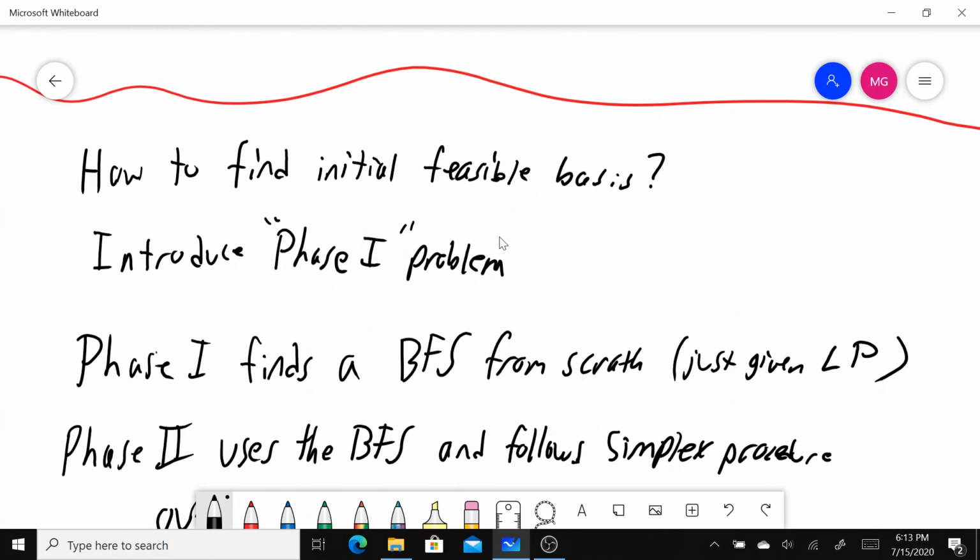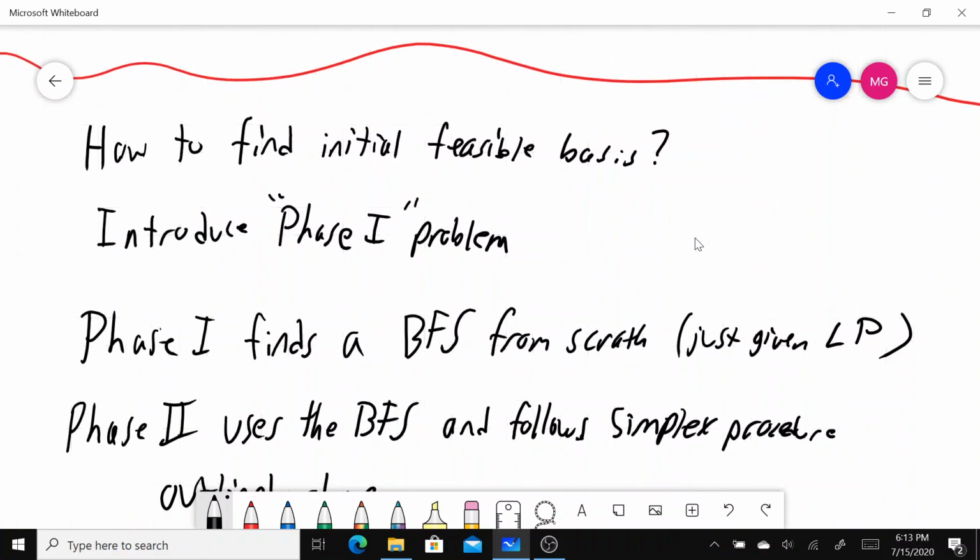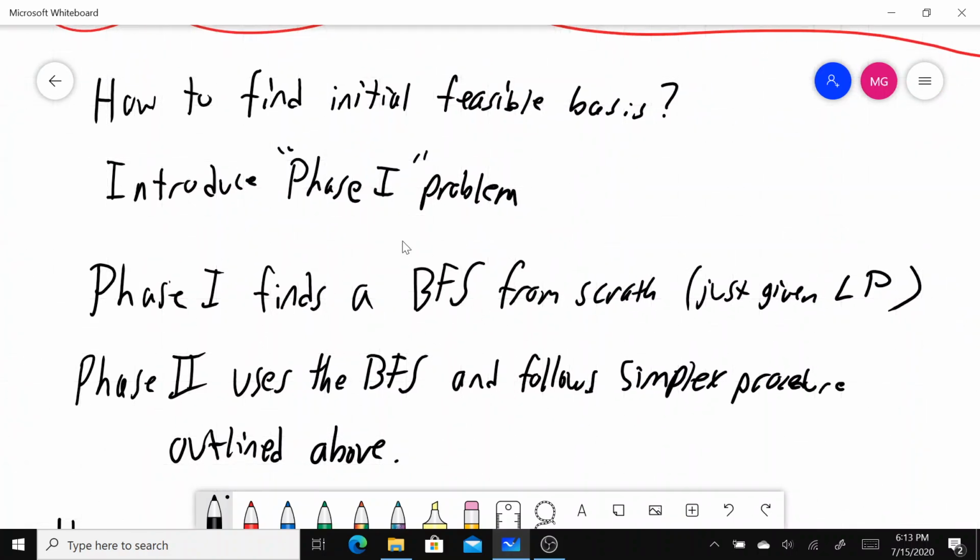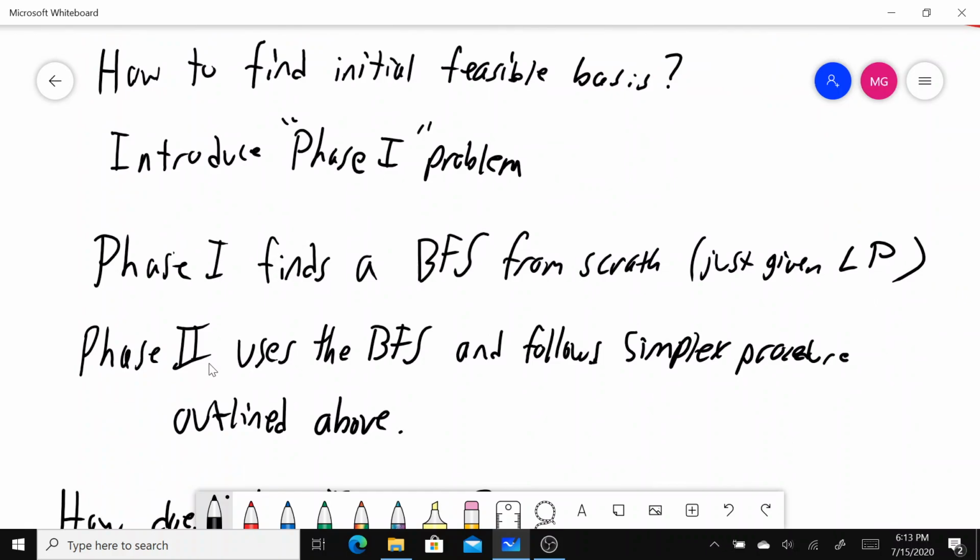This is what's called the phase one problem. Phase one just gives you the data that you need. So phase one finds a basic feasible solution from scratch. All you're given is the linear program, and you run phase one, and that'll give you a basic feasible solution. And now you feed that data into this algorithm that we've just discussed, which would be phase two. We use that basic feasible solution at that point and follow the simplex procedure that we just outlined. Technically, overall, the simplex algorithm would be both phases. But really phase two would be the main phase. Phase one is a preliminary phase, is how you would think about that.